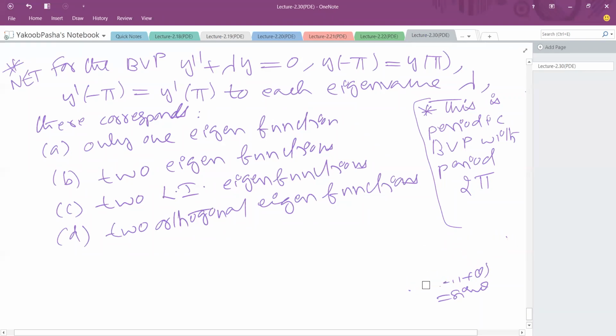Similarly, this type of problems, y of minus L is equal to y of L, and y dash of minus L is equal to y dash of L.